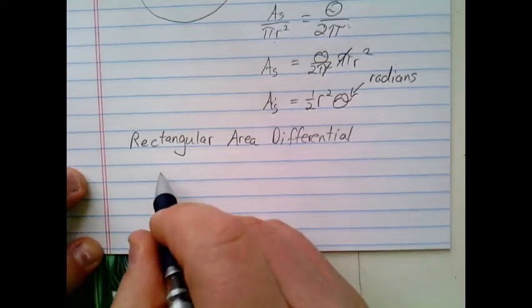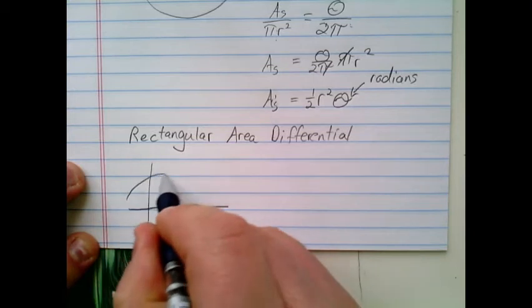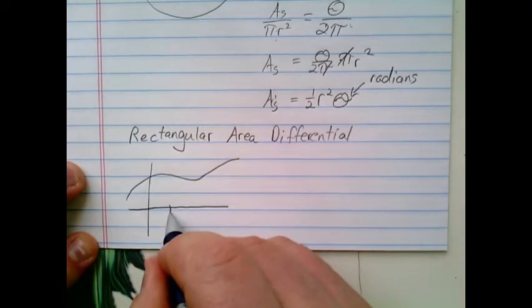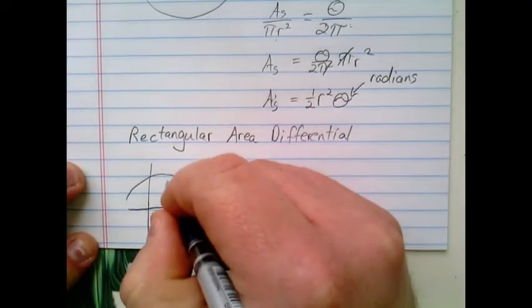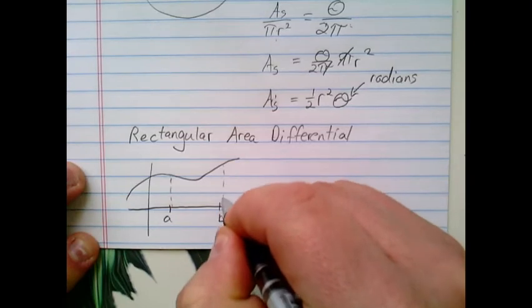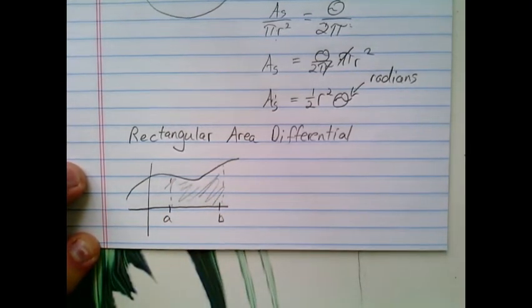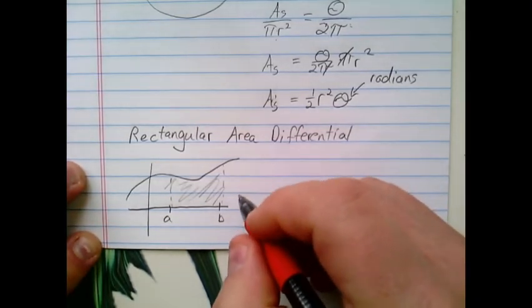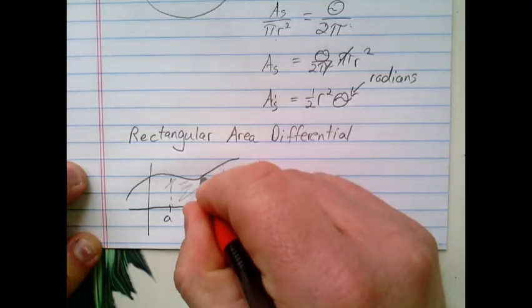So let's say we have some curve that we have described with a rectangular equation, and we want to find its area from x equals a to x equals b. So we're interested in this area. I'm sure that you remember that the way that we approximate that area is with a rectangle that goes up to the curve.